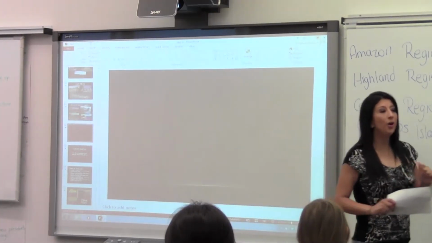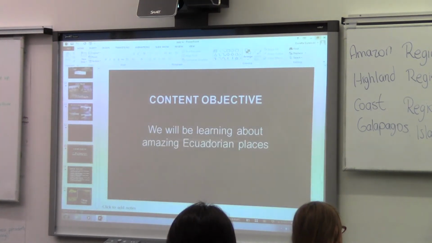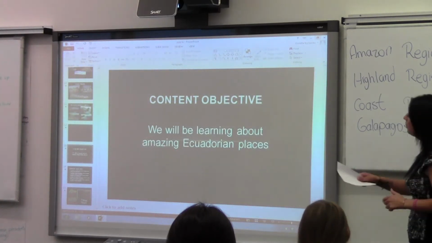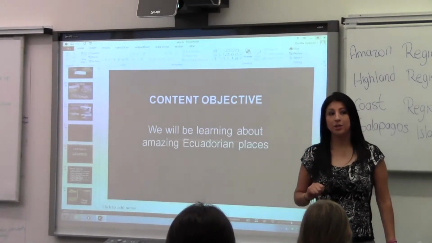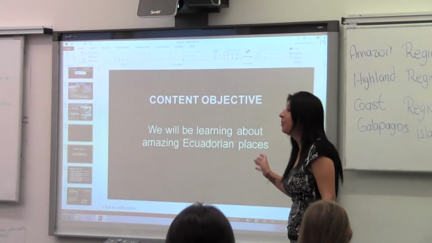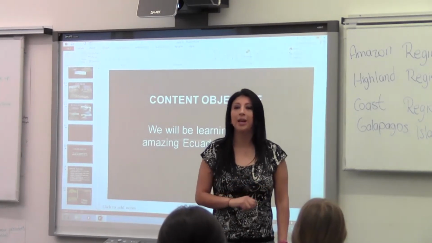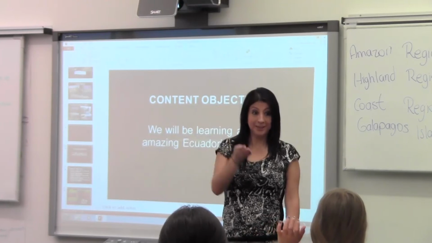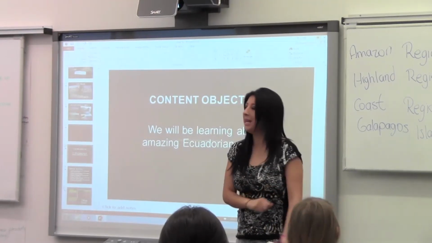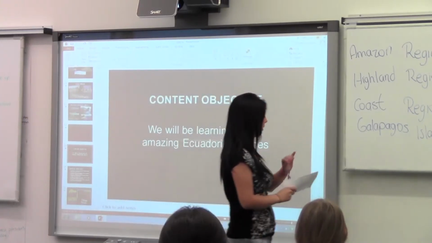Okay, so now we have important things about Ecuador. Let's review our content objective. Let's see if we can get what we plan to do. Our content objective was, we will be learning about amazing Ecuadorian places. Do you think that now you learned something about Ecuador? Yes? Okay, so the most important thing is, how many regions do we have? 4 regions, okay?